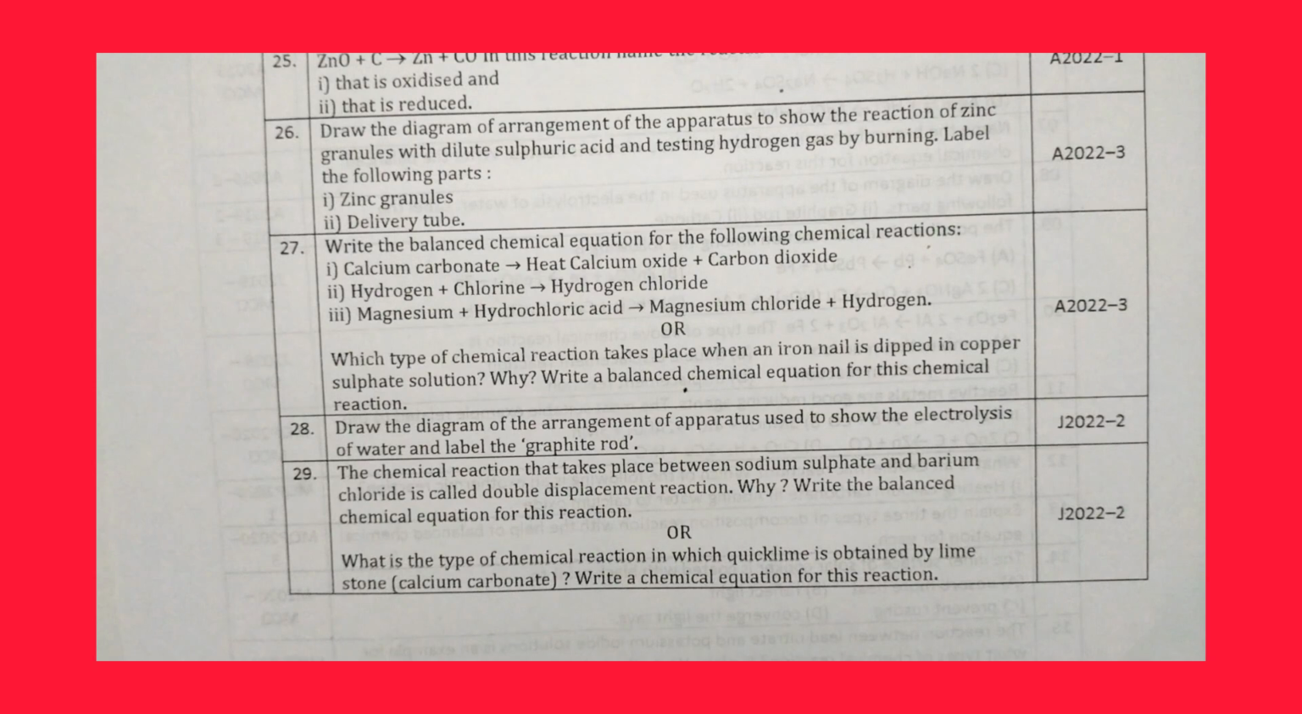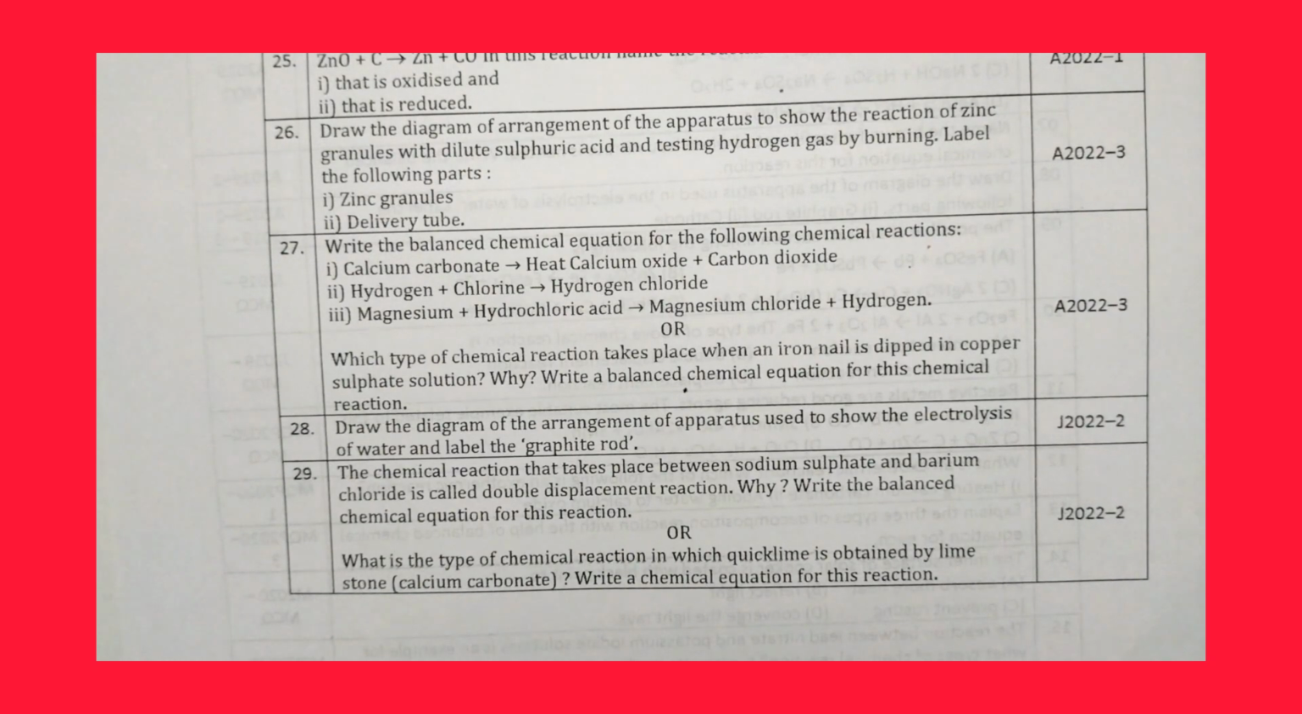So here an internal choice question is there. The chemical reaction that takes place between sodium sulfate and barium chloride is called double displacement reaction. Why? Write the balanced chemical equation for this reaction. So this is a 2 marks question. Now let us answer that question.